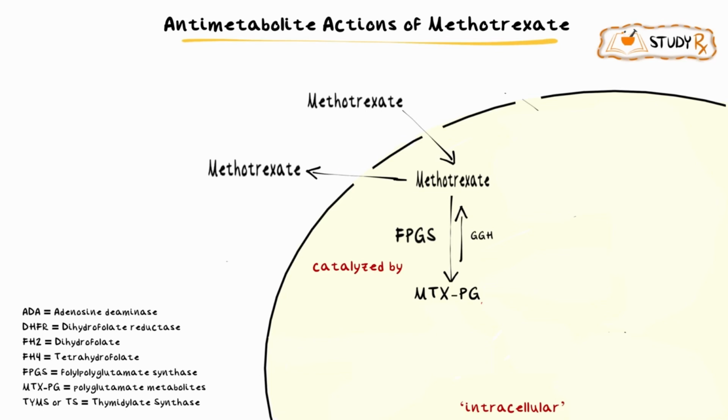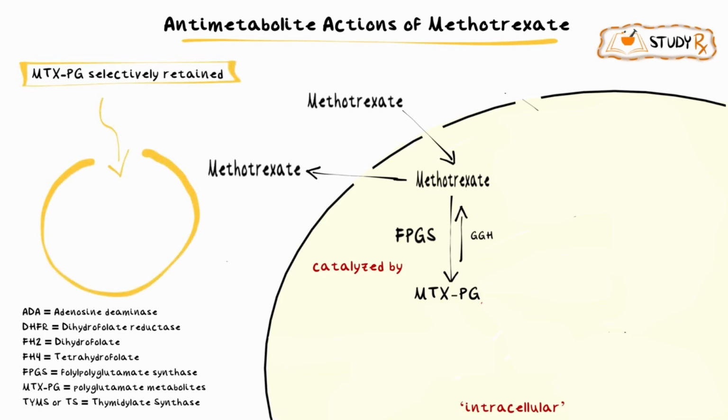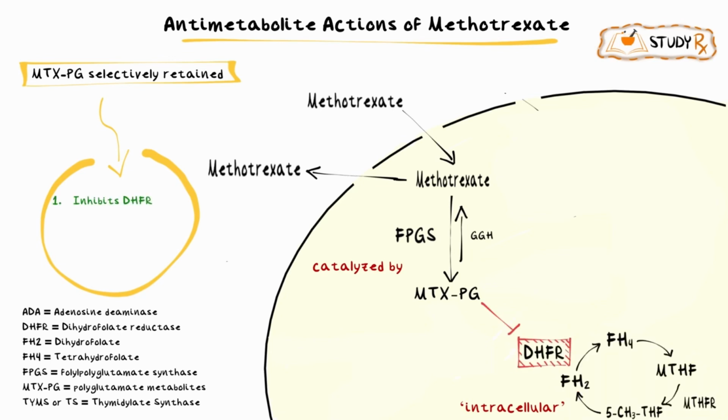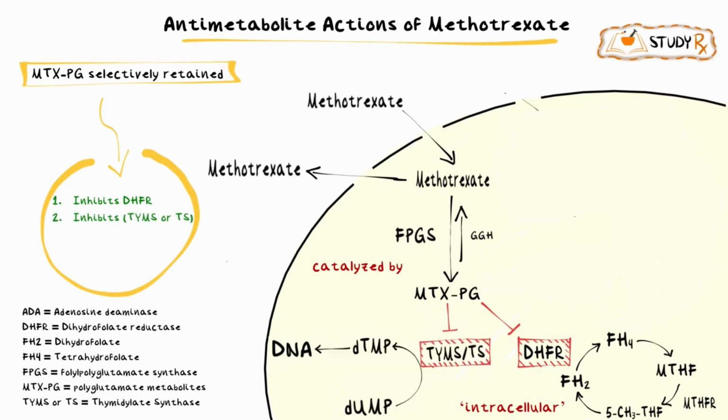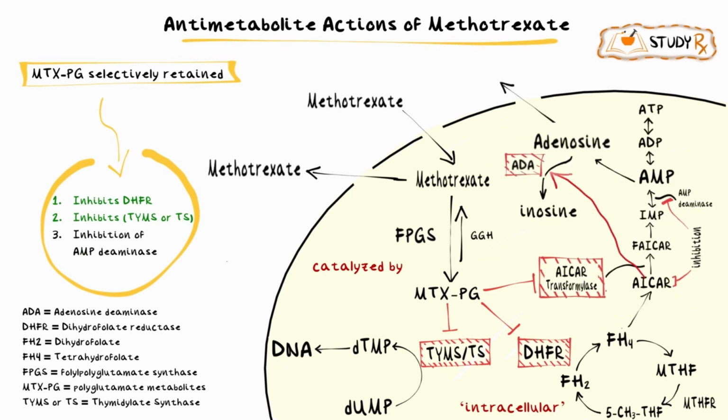Methotrexate polyglutamate is selectively retained within cells, and there are 3 important actions to remember about methotrexate. First, methotrexate will inhibit DHFR. Second, methotrexate will inhibit thymidylate synthase, which may be abbreviated as TYMS or TS, and by doing so it will block the biosynthesis of the de novo purine and thymidylate nucleotides. Third, methotrexate will inhibit AMP deaminase. AMP deaminase is an enzyme responsible for the breakdown of adenosine. The cellular uptake of methotrexate will lead to the folate pathway.